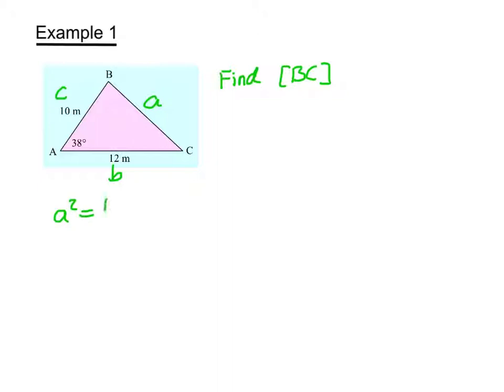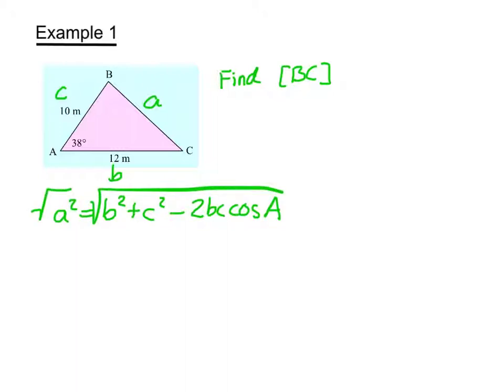A squared equals B squared plus C squared, minus 2BC cosine of angle A. And to find A, I really just need to take the square root of both sides of the equation. So now I can plug in the numbers.